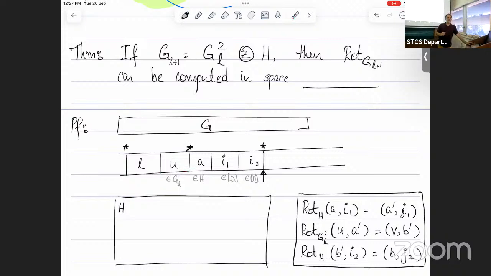But to do that, you need to write the way you're describing the Turing machine. Now you need to copy L onto this. Yeah.